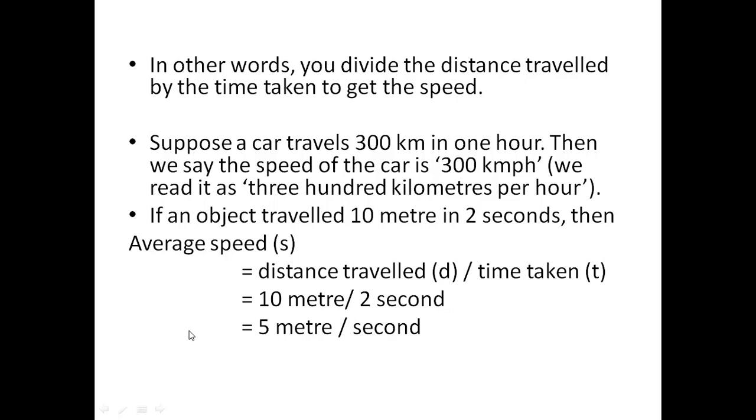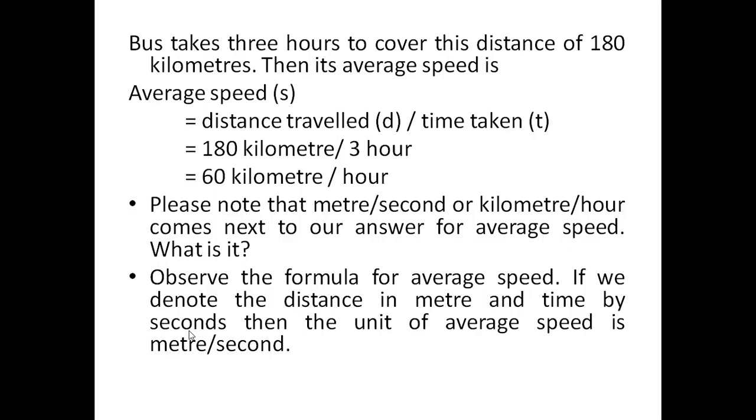If an object traveled 10 meters in 2 seconds, then average speed S is equal to distance traveled D divided by time taken T, that is equal to 10 meters divided by 2 seconds. The answer is 5 meters per second. A bus takes 3 hours to cover this distance of 180 kilometers. Then its average speed is distance traveled divided by time taken, the formula 180 kilometers divided by 3 hours. So the answer will be 60 kilometers per hour.